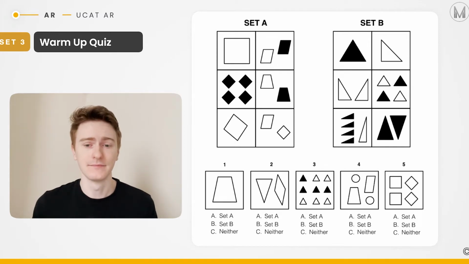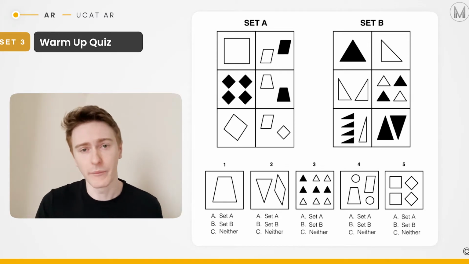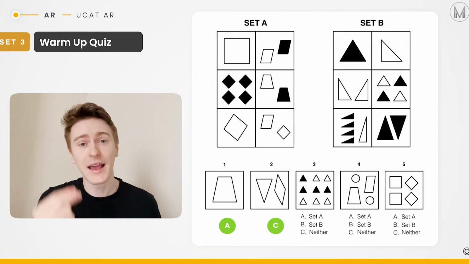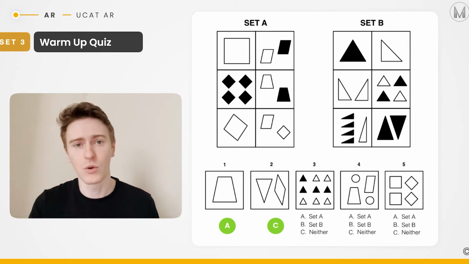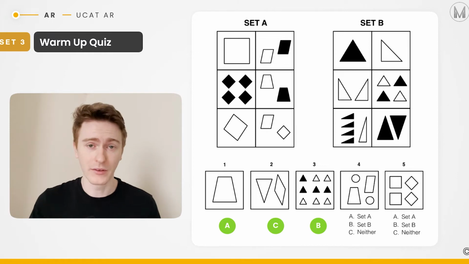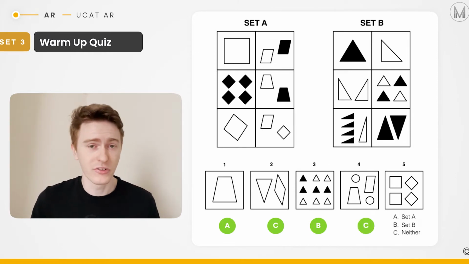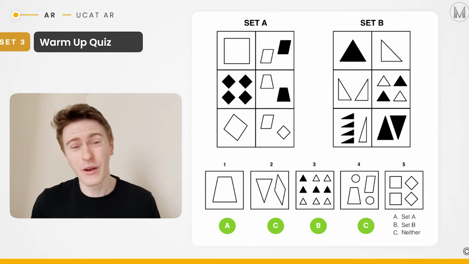That's the pattern. So if we go through the test examples one by one again, number 1 belongs in set A, it has that quadrilateral. Number 2 belongs in neither because it has both triangles and quadrilaterals, therefore it cannot belong to either set because they are mutually exclusive. Number 3 only has triangles, therefore it belongs to set B. Number 4 has a sort of mixture of shapes, quadrilaterals and circles, therefore it belongs to neither.